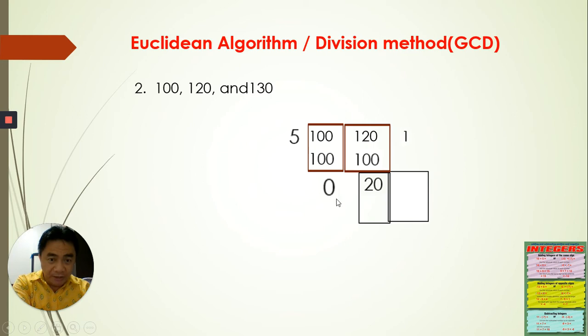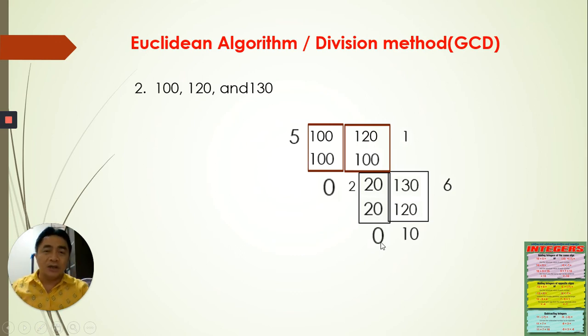Okay, so we end up with 0, and we go with the third number here. We're going to write it here, 130. So 130 divided by 20 is 6. And 6 times 20 is 120. And we subtract this, 130 minus 120 is 10. And we start again, 20 divided by 10 is 2. 2 times 10 is 20. 20 minus 20 is 0.